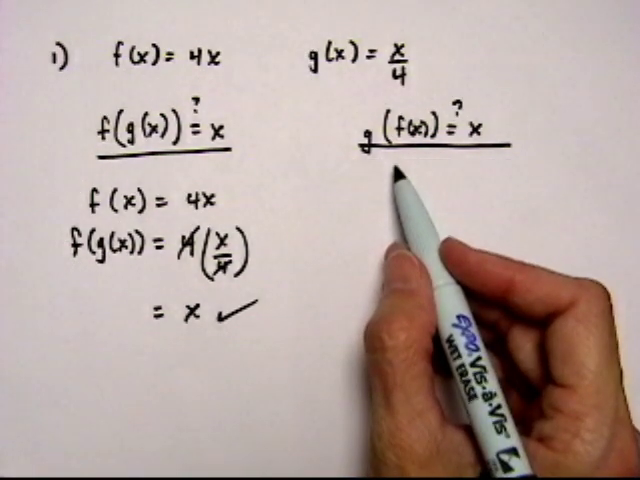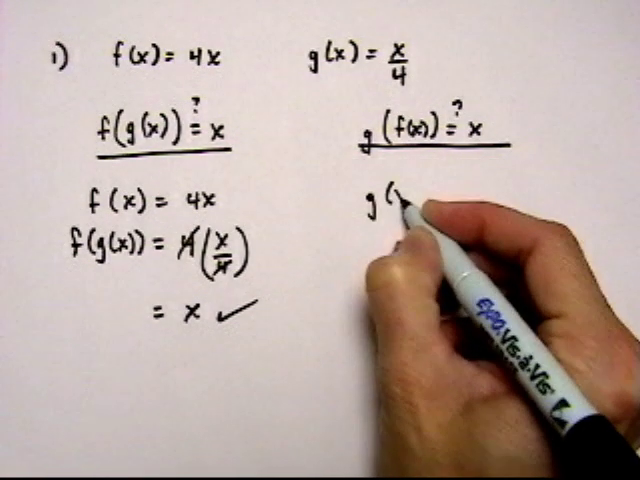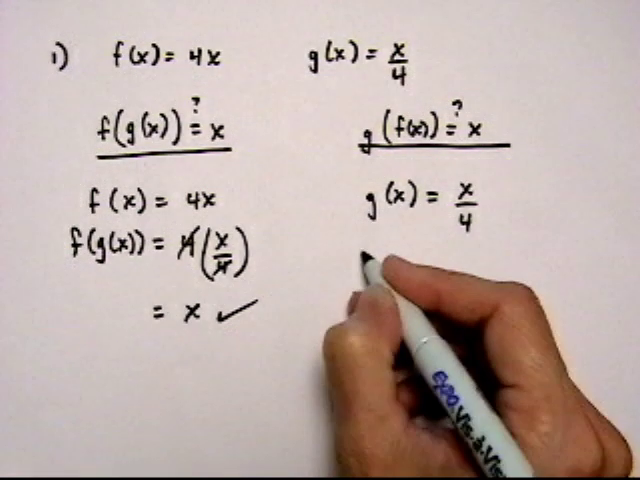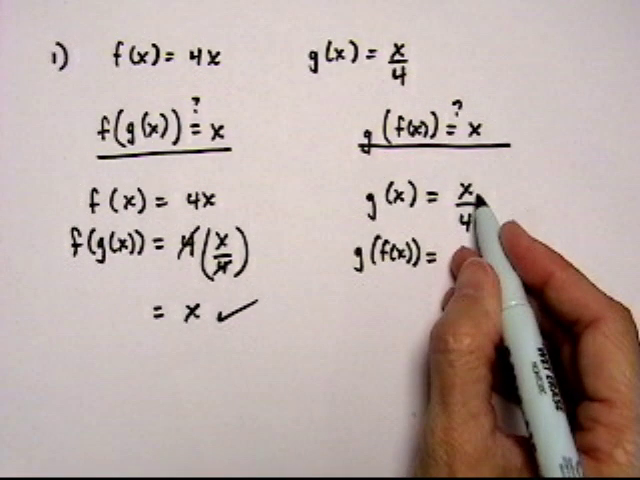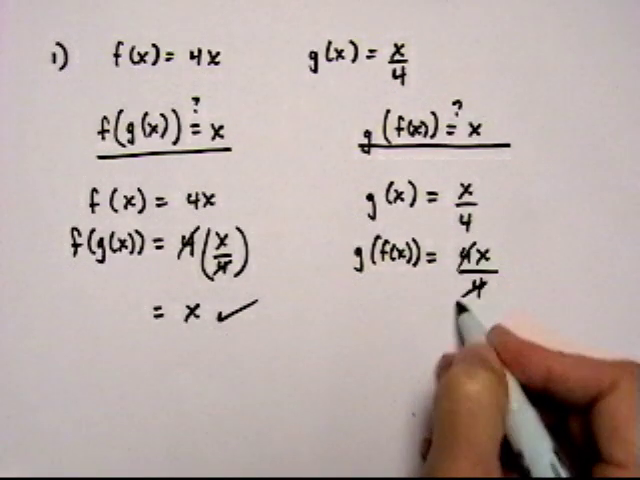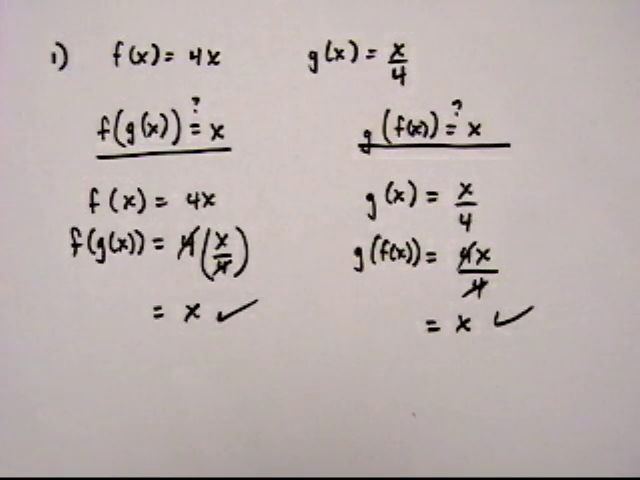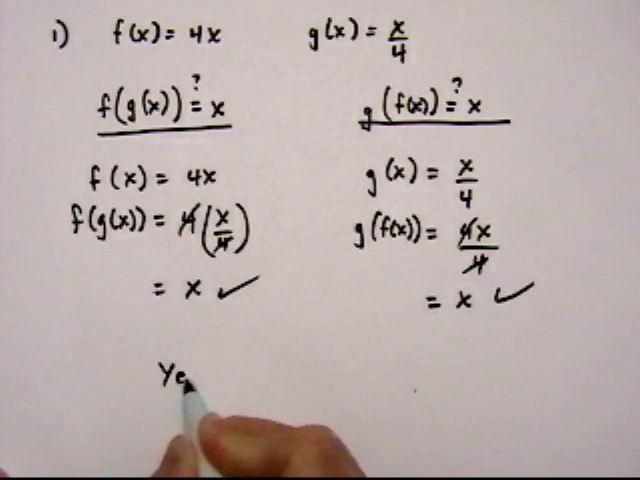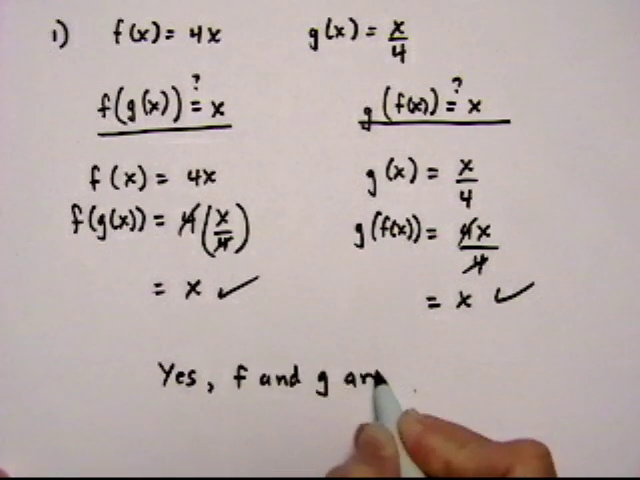And for g(f(x)), we also want to make sure that that gives us the x out again. So we start with g(x) is equal to x over 4. g(f(x)) equals, replace the x by f(x), which is 4x, over 4, and we get x again. So because these two functions undid each other, our conclusion is yes, f and g are inverses of each other.